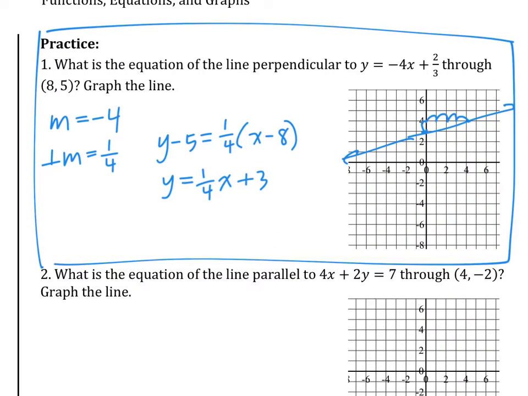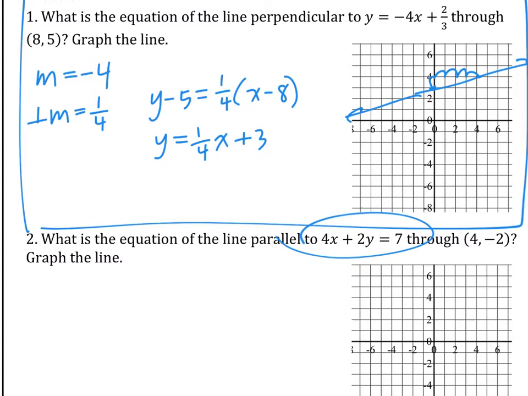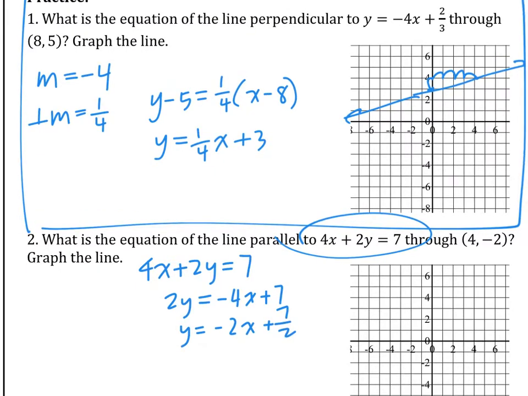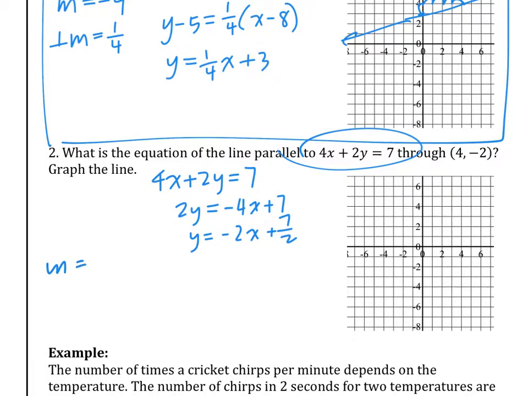Okay, the second question. If they give you an equation that is not in y equals mx plus b, you have to change it in order to find out what the slope is. So you have to subtract 4x on both sides, divide by 2. Okay, from here, we need the slope, which is -2.